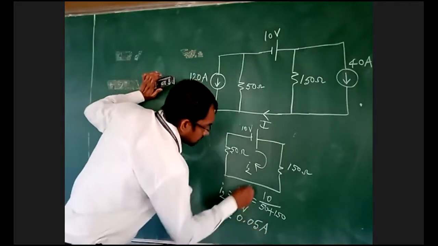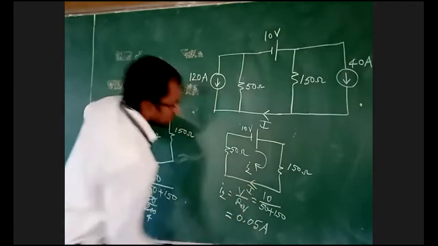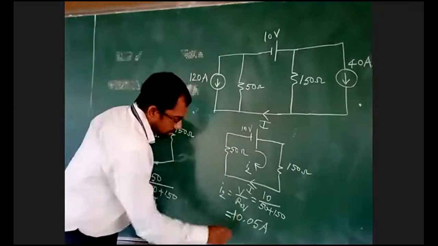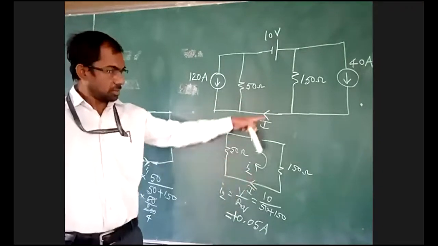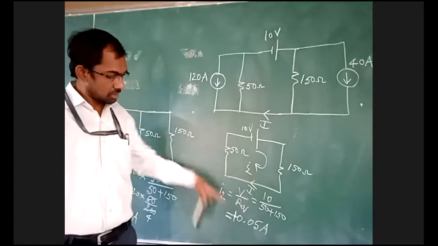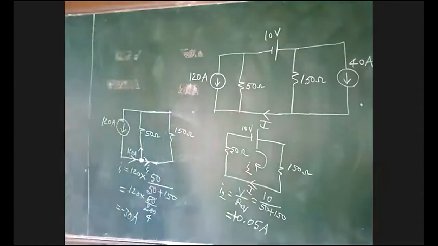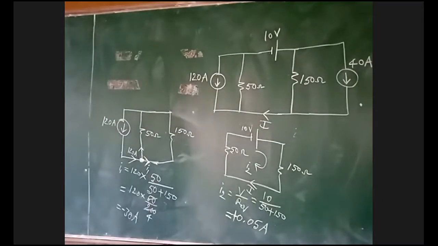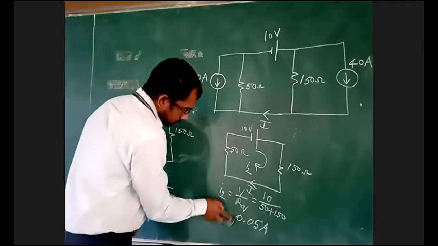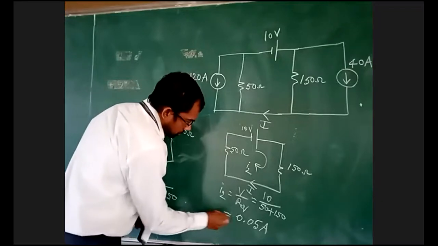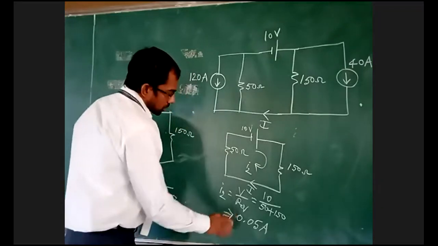Positive or negative? See, your I and I2 are in the same direction. If they are in the same direction, it will be plus. Both are in the same direction, so plus 0.05 ampere. It is plus.